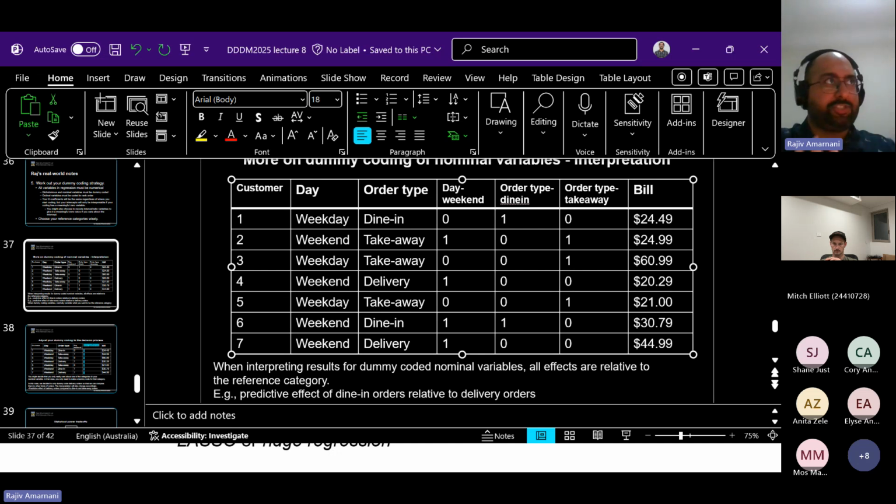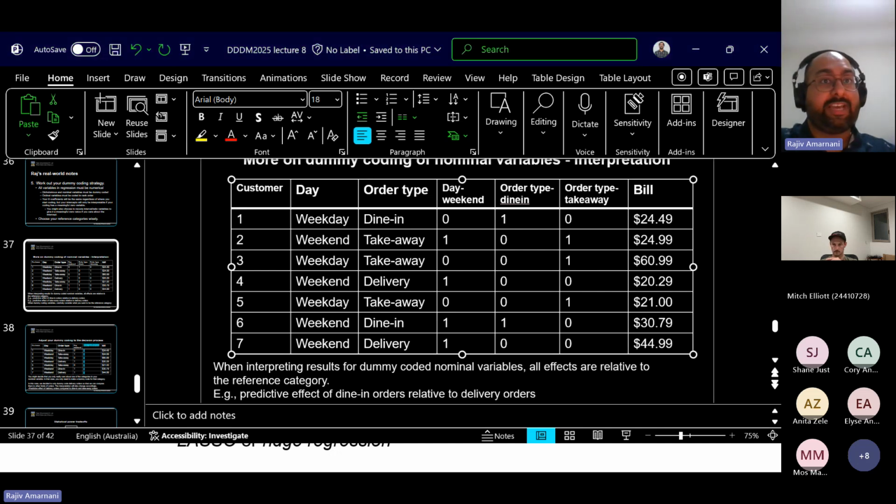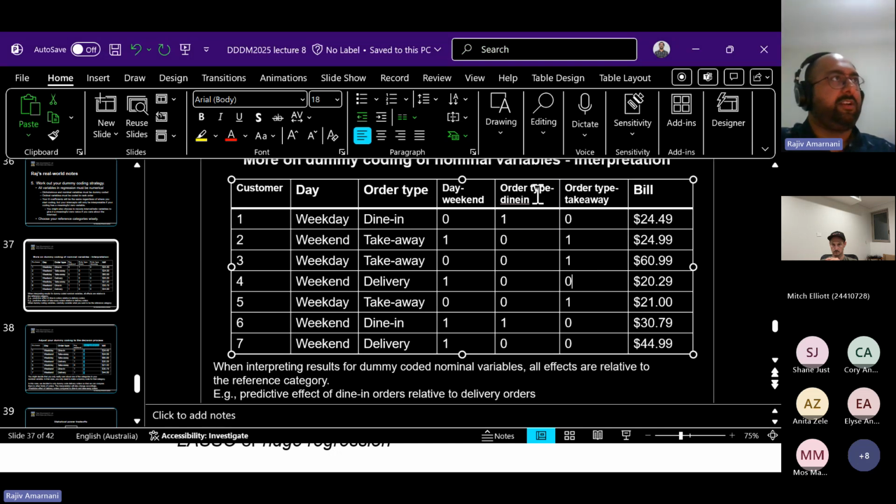When you dummy code, just to revise, if you have 3 categories, dine-in, takeaway, and delivery, you should only have 2 variables. In this case, the variables are dine-in, where if it's dine-in, it's 1. If it's not dine-in, it's 0. And then takeaway, where if it's takeaway, it's 1. If it's not takeaway, it's 0. We do not create a third variable for delivery.